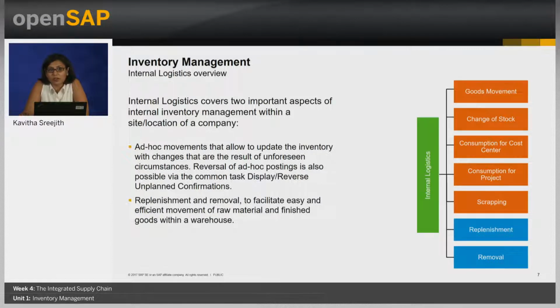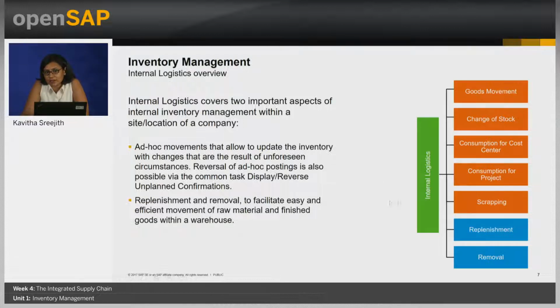Ad hoc movements are those movements that allow the updation of the inventory with changes that are a result of some unforeseen circumstances. The options here are goods movement, change of stock, consumption for and against cost center and project, and also scrapping. Reversal of these ad hoc postings is also possible.